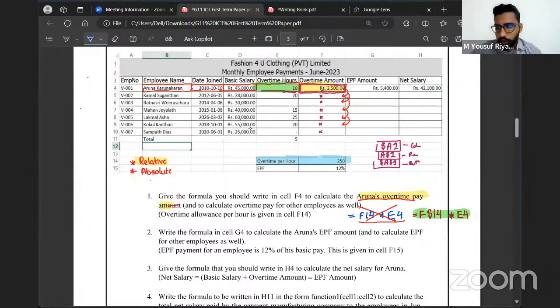Can't we use $F14? If you use $F14, what is going to be kept fixed? Is a column name getting fixed or is row number going to get fixed? I said it's like a bodyguard that's in front of you. So based on that, tell me.